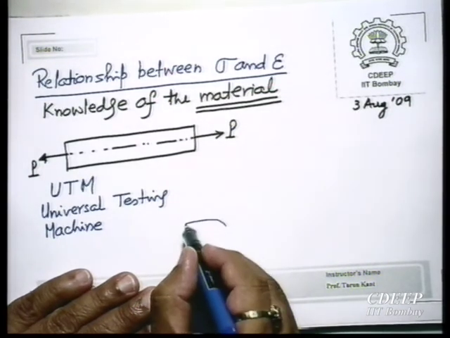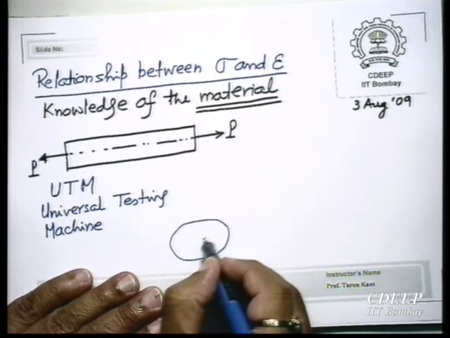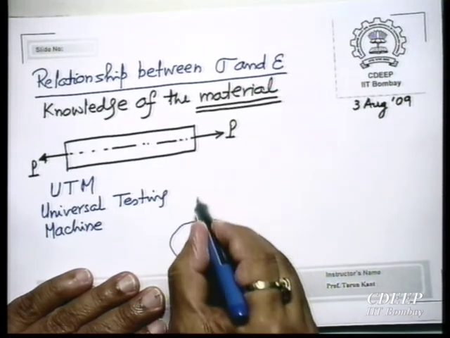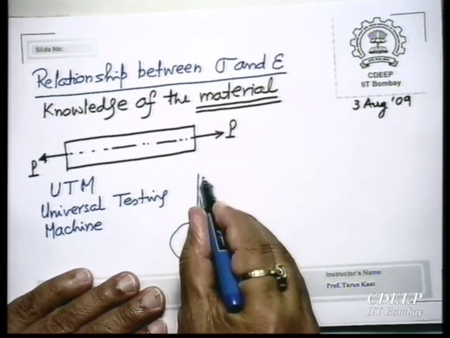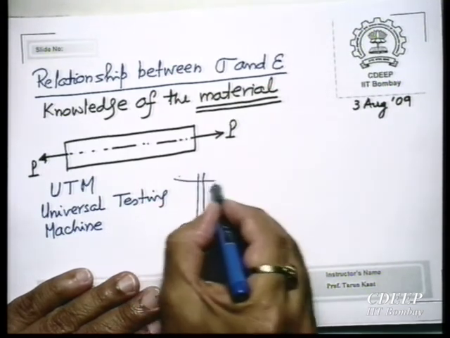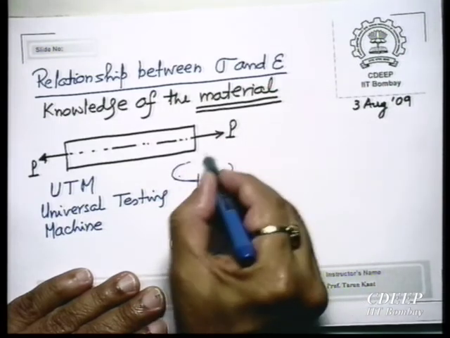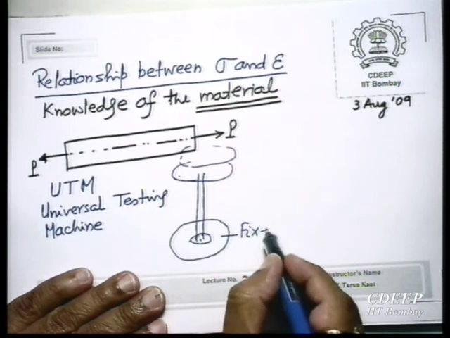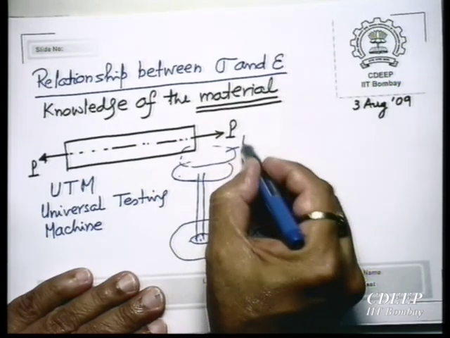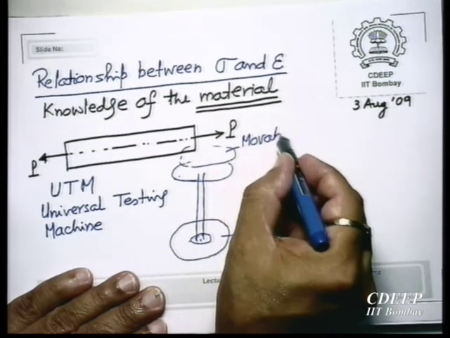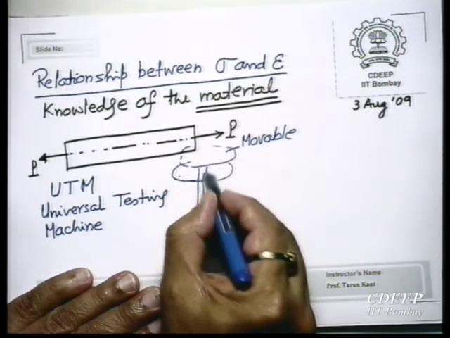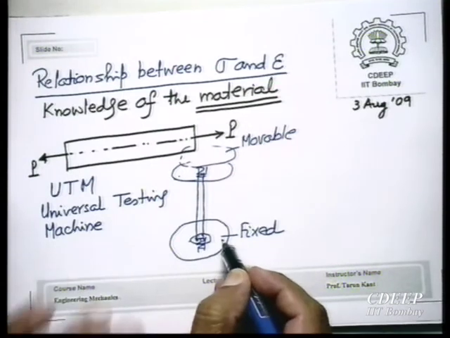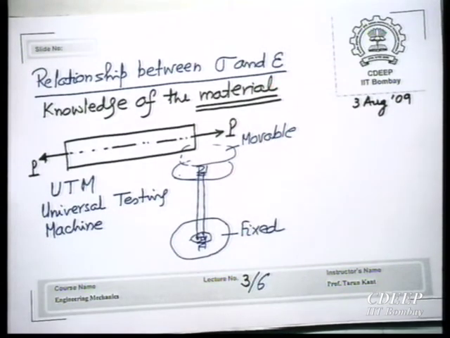At the bottom you have a fixed base in that machine where the rod can be fixed, and on the top you have another fixture that can move. This one is fixed and this one is movable. First of all, this grip has to hold the rod properly, because you cannot apply a load unless you hold it properly.